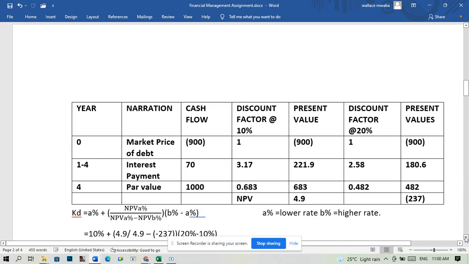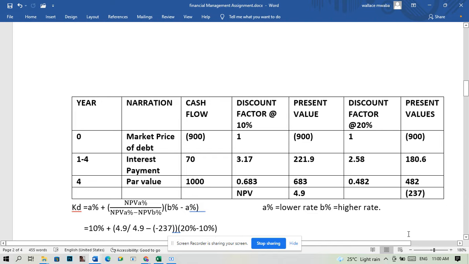This is how you do the internal rate of return. You're going to make a table like this. You're going to say year, and you're going to say narration. In year zero, which is the first day of year one, we pay the market price of the debt, which is 900. It's going to be regarded as a cash outflow, because we're paying, money is leaving us.